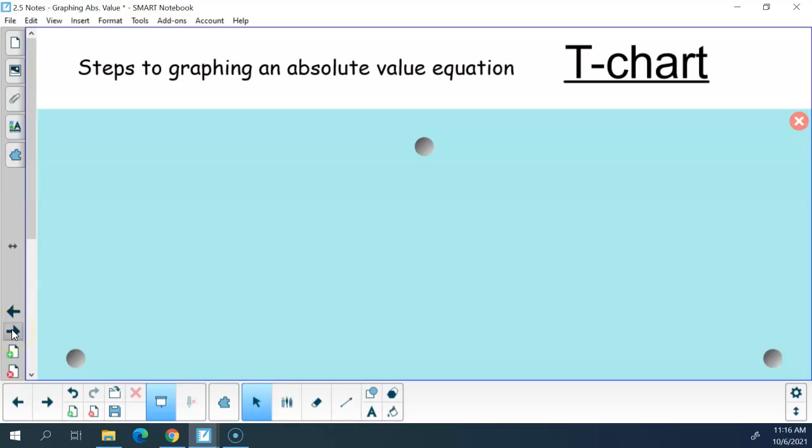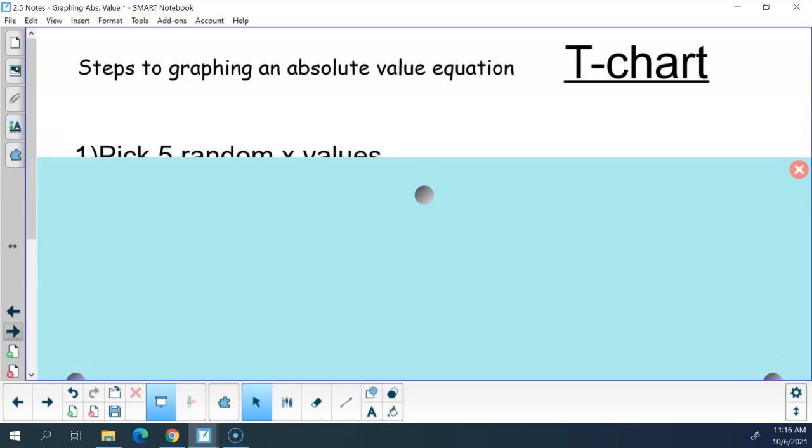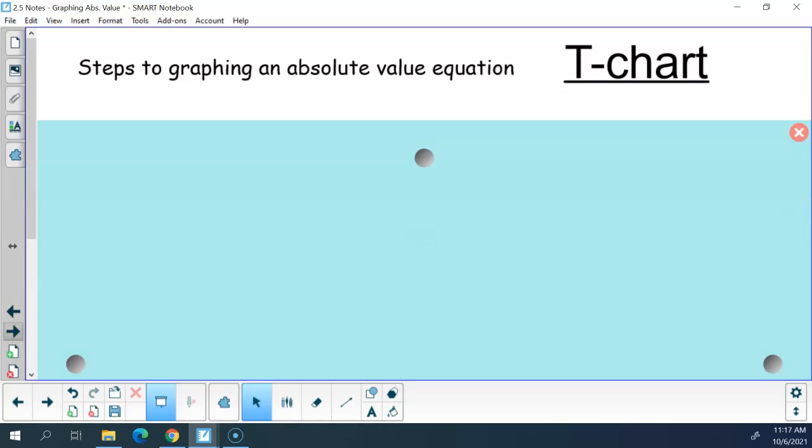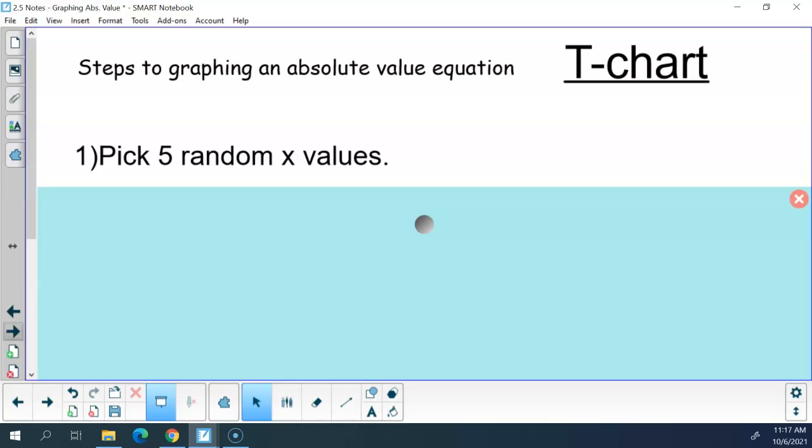Okay? So the first method is, and this is the method that will work every single time, but you might get stuck doing some extra work with it. But again, it'll work every single time. And that is our old friend, the T-chart method. So we can make a T-chart, and we can graph these absolute value graphs. Okay? So the first step that we're going to do is we're going to pick 5 random x values.